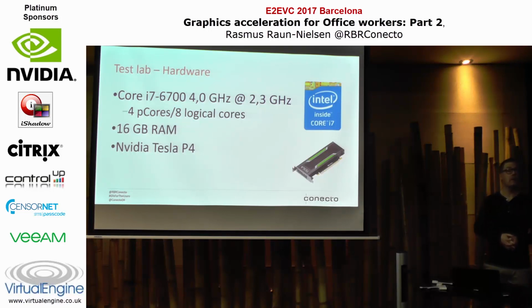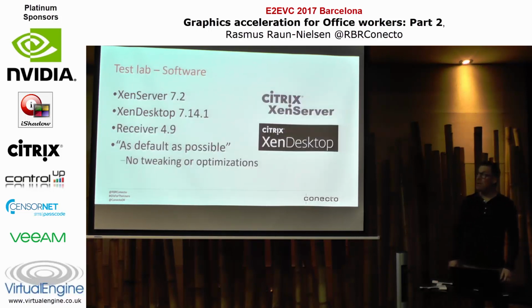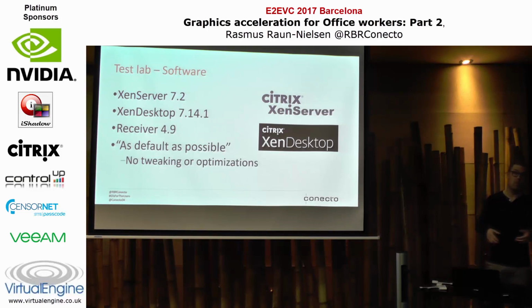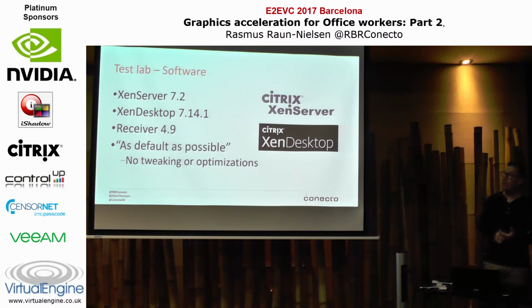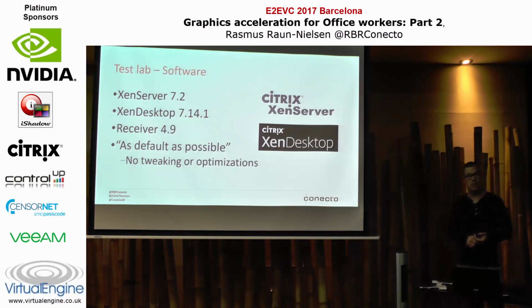And an NVIDIA Tesla P4. It's a GRID-capable Tesla card. Software side, built on Citrix because, well, that's where I have the most of my knowledge. XenServer because that has been in the vGPU game the longest time. So the desktop version was, because at that time that was the newest version, I know there's been a newer version, 7.15. Newest Receiver available at that time, and I tried to keep it as default, as out of the box as possible, so no tweaking, no optimizations, but like you would install it and just put it there and see how it performs.